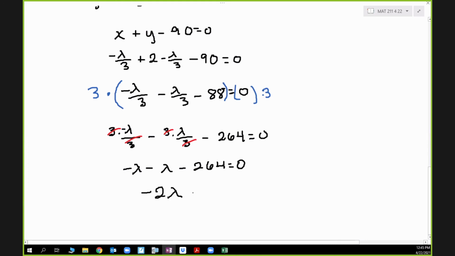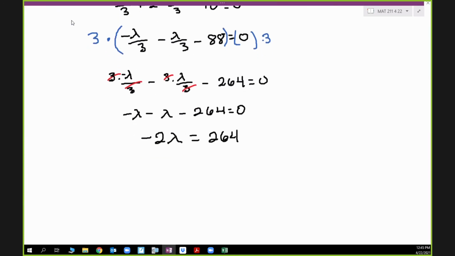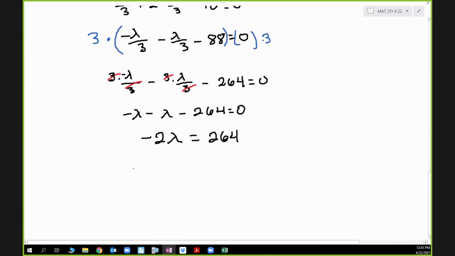So negative 2 lambda equals 264. So lambda equals 132. That should be a negative. Negative, yeah. That's right, yes.